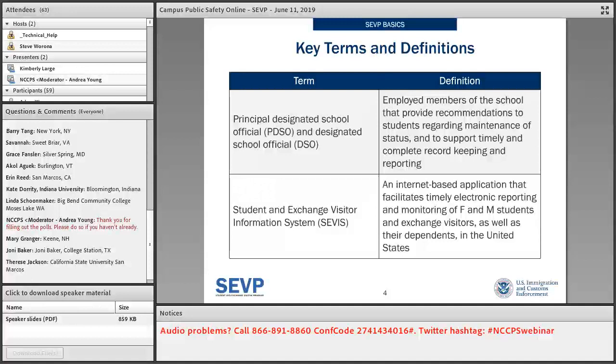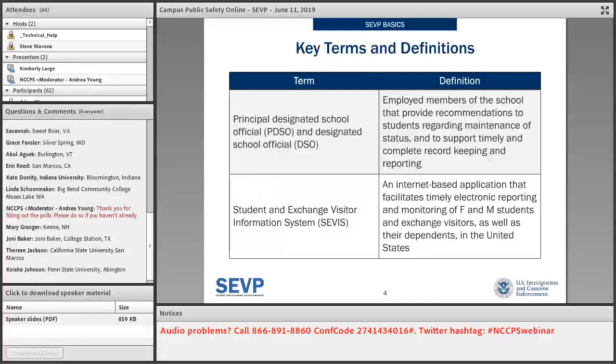Then we also have SEVIS, which is the Student and Exchange Visitor Information System. This was developed post 9/11, and it houses information for schools, DSOs, which we just previously discussed, and also students. There's quite a bit of information in there, and it goes back for many, many years now.